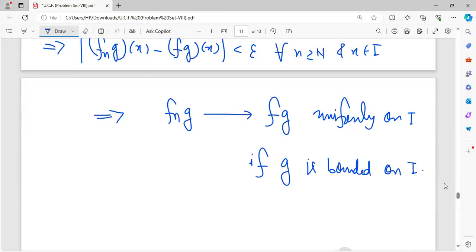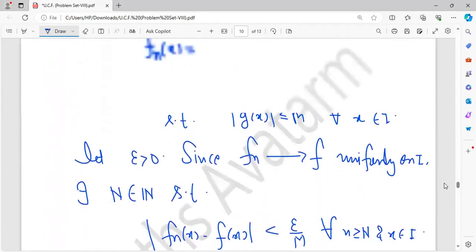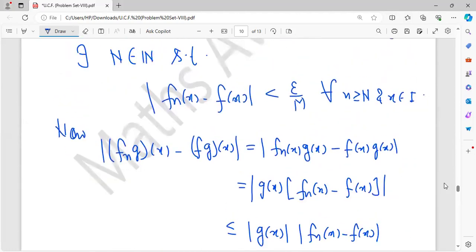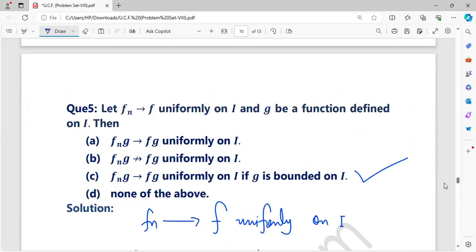So I will find that example and I will let you know. Due to timing I am not able to consider that example, but I will consider it and convey the message. Thank you.